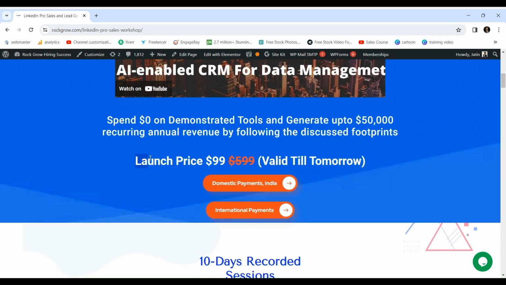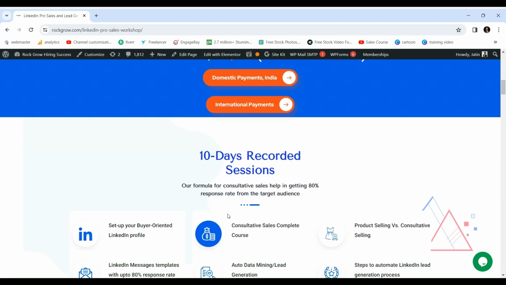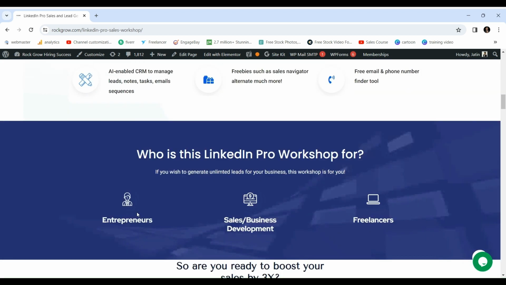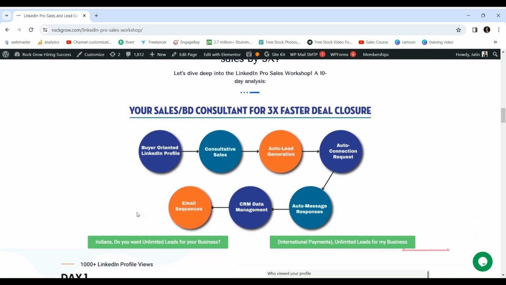The CRM is implemented, and lead inflow has started on autopilot via LinkedIn automation and marketing campaigns. Let's now understand how to leverage Sales Navigator to manually generate leads as well.